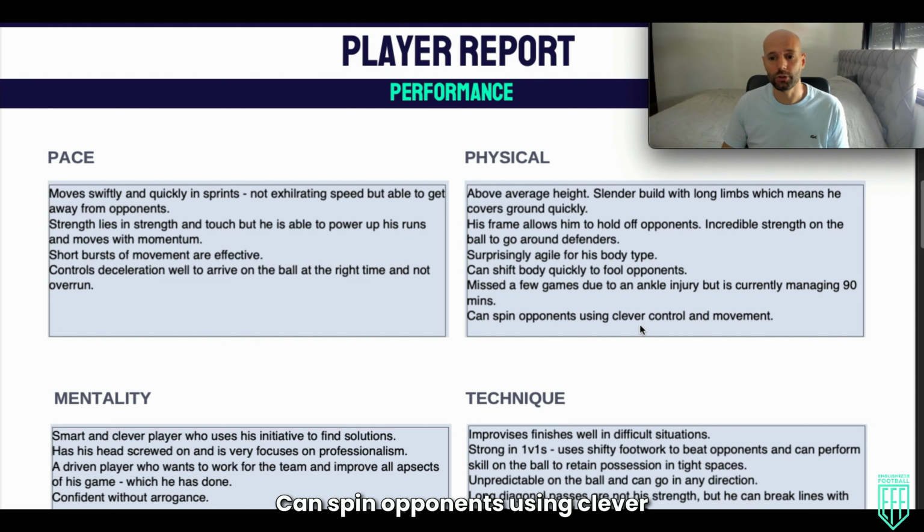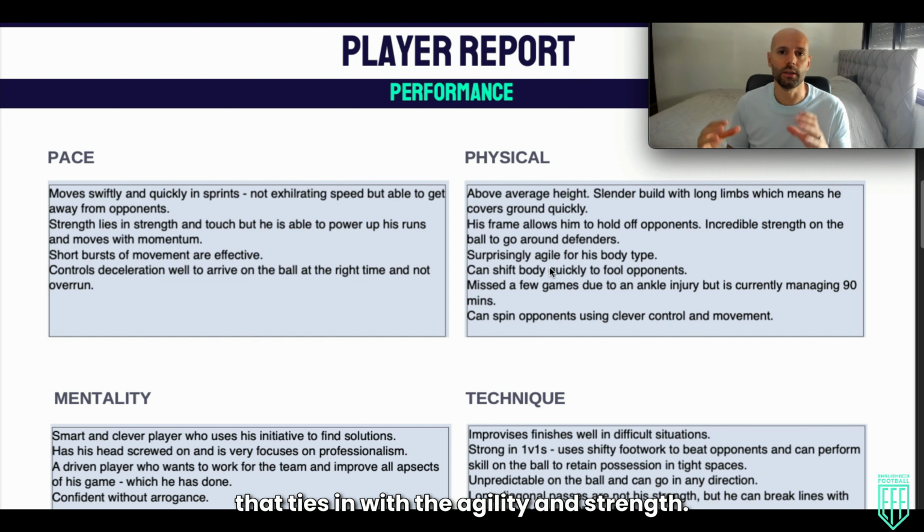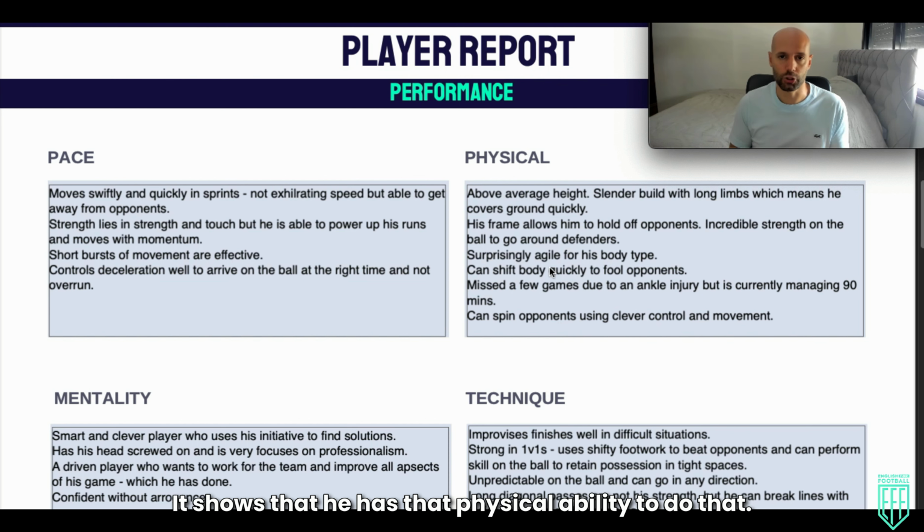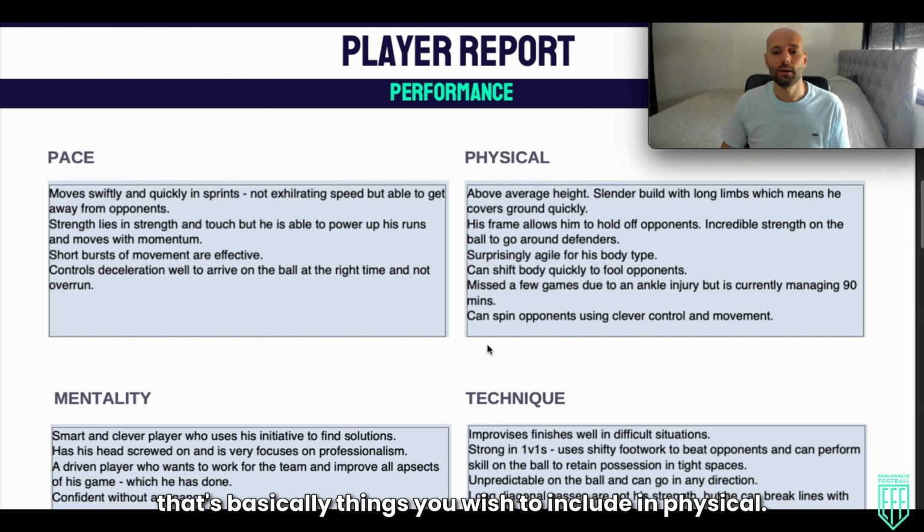Can spin opponents using clever control and movement. So when I say that he can spin opponents, that ties in with the agility and strength. It shows that he has that physical ability to do that. There's other ways as well. You can say that the player gets his body between the ball and the opponent very well. But that's basically the main points that you wish to include in physical.